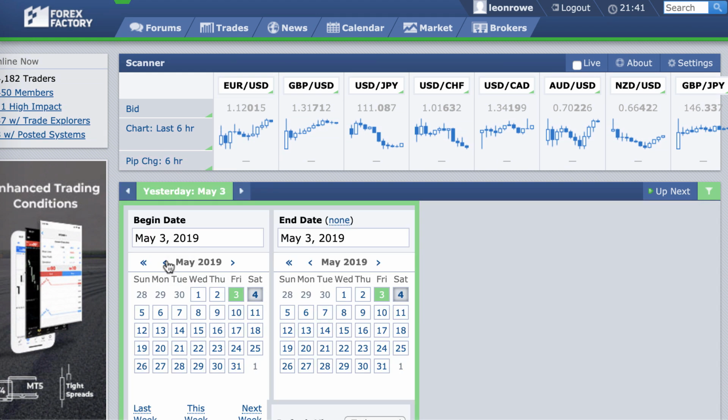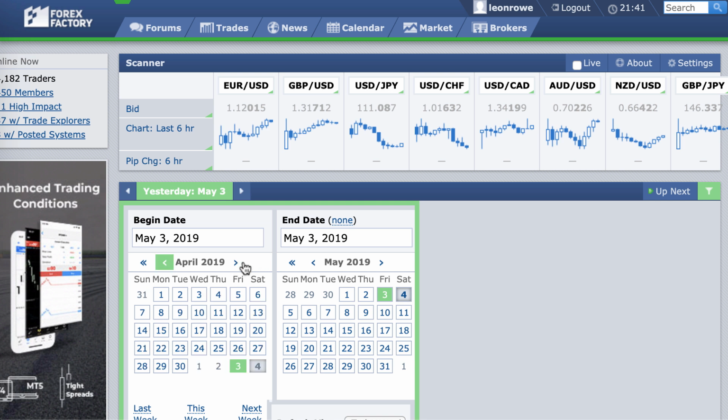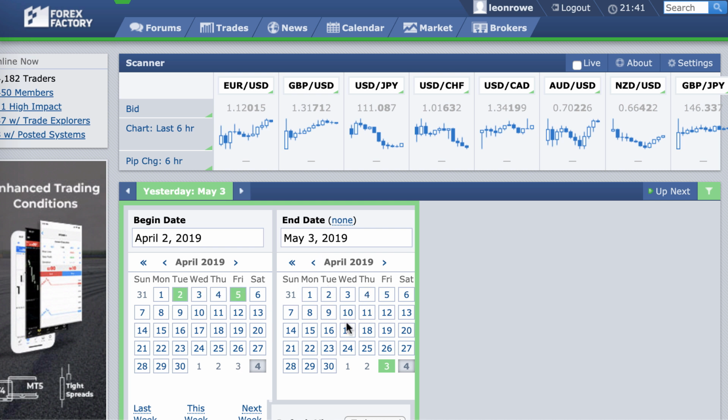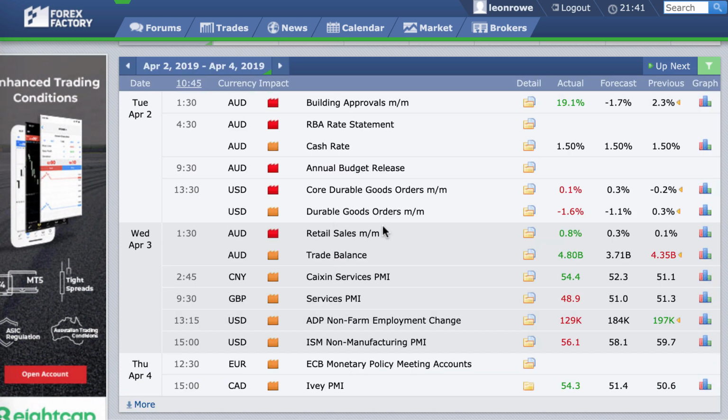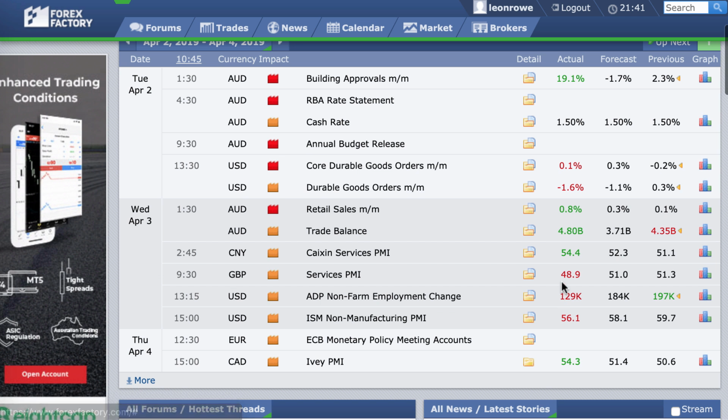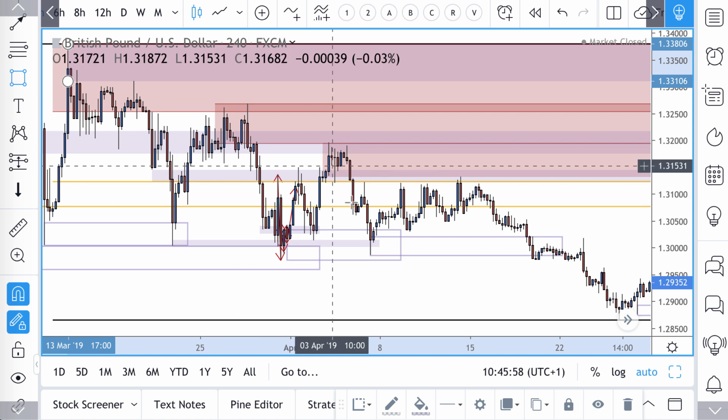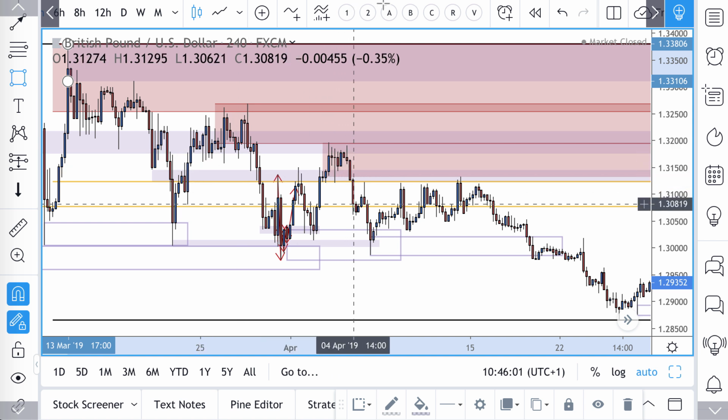Because if it's a news event that caught people off guard, then that would be some nice confluence. So April 2nd to the 4th. Let's see, apply settings. So we had Aussie, pound, non-farms was way below on the 3rd. So this was the 3rd. So maybe on the 4th, it might have caught some traders out.